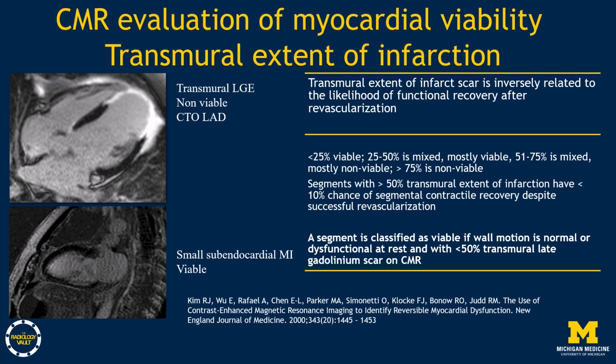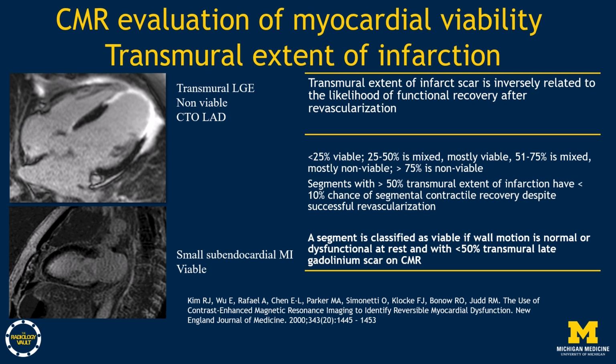Two patients here. The image on the top left belongs to a patient who has a chronic total occlusion of the left anterior descending coronary artery. Notice the full thickness scarring or late gadolinium enhancement in the apical segments. These segments are non-viable and unlikely to recover function after revascularization.